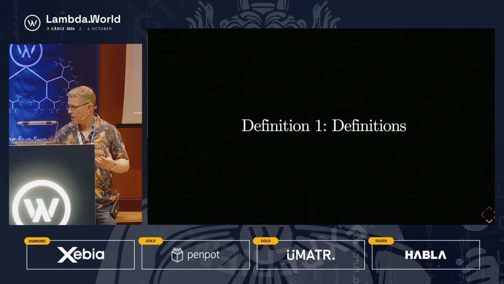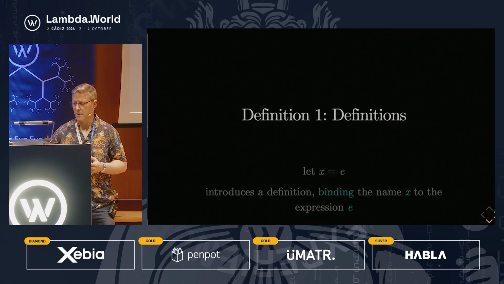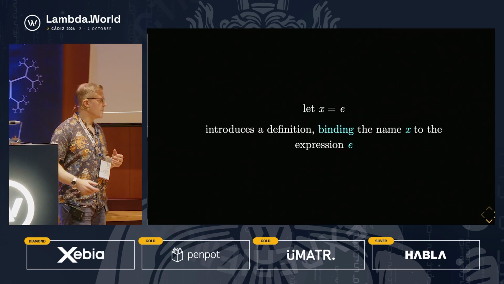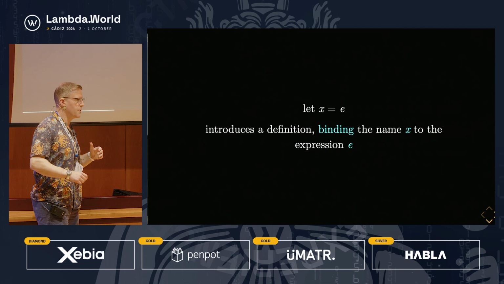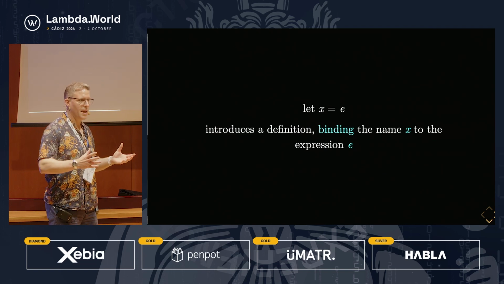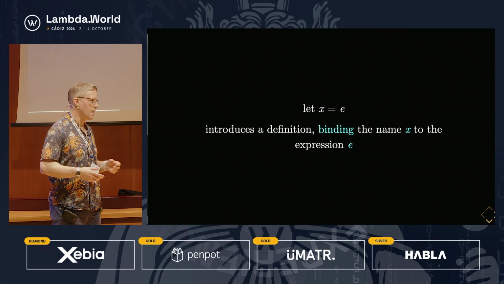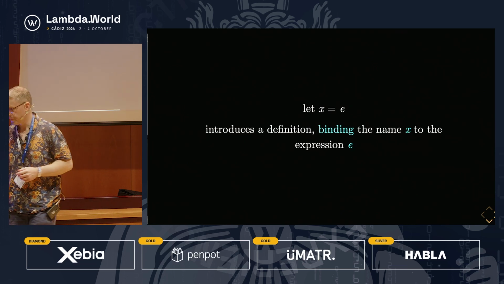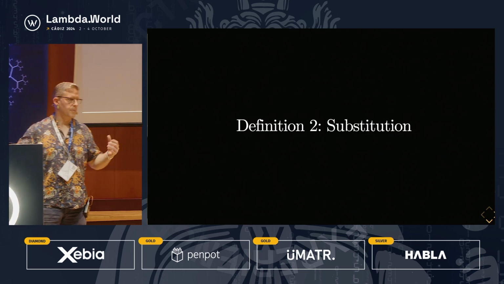The first thing we need to talk about substitution is to talk about definitions. So let's define what we mean by a definition. When we write something like let x equals e, what we're doing is we are defining or binding the name x to some expression e, say in maths. Okay. And the next thing we need is actually substitution itself.